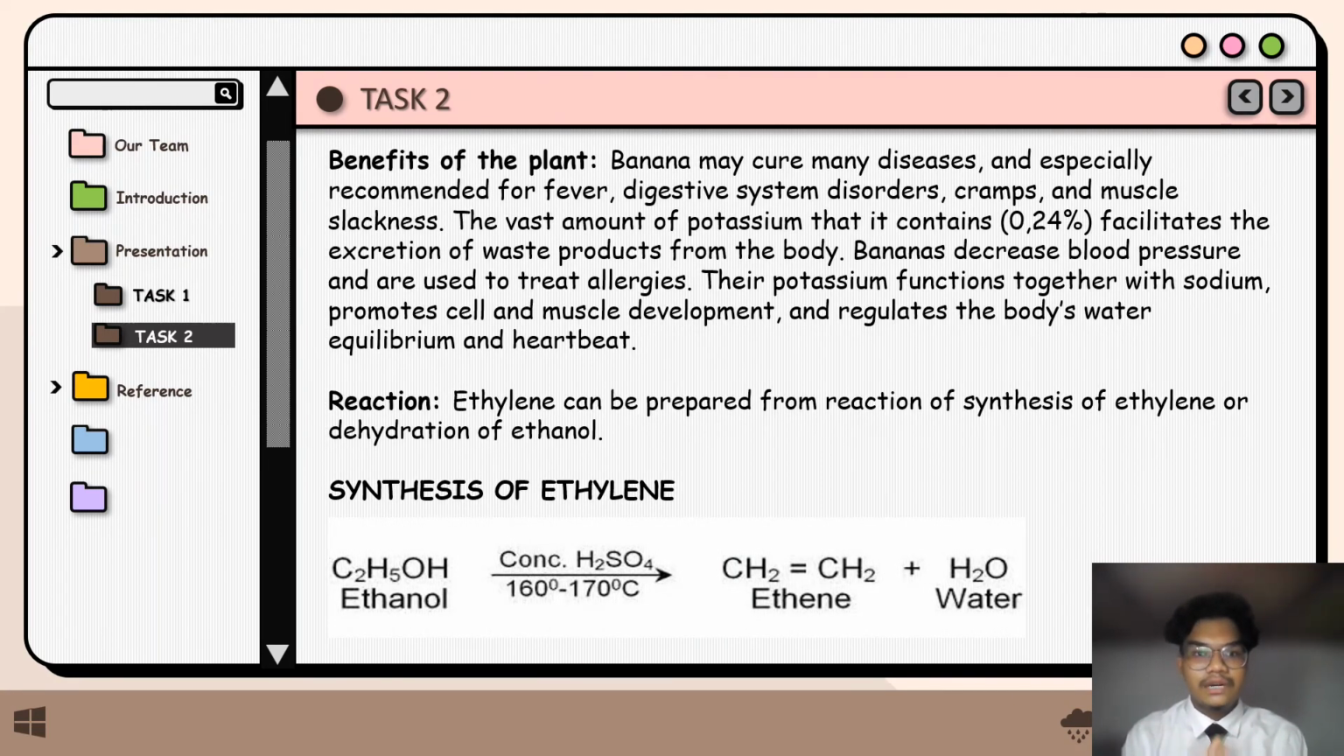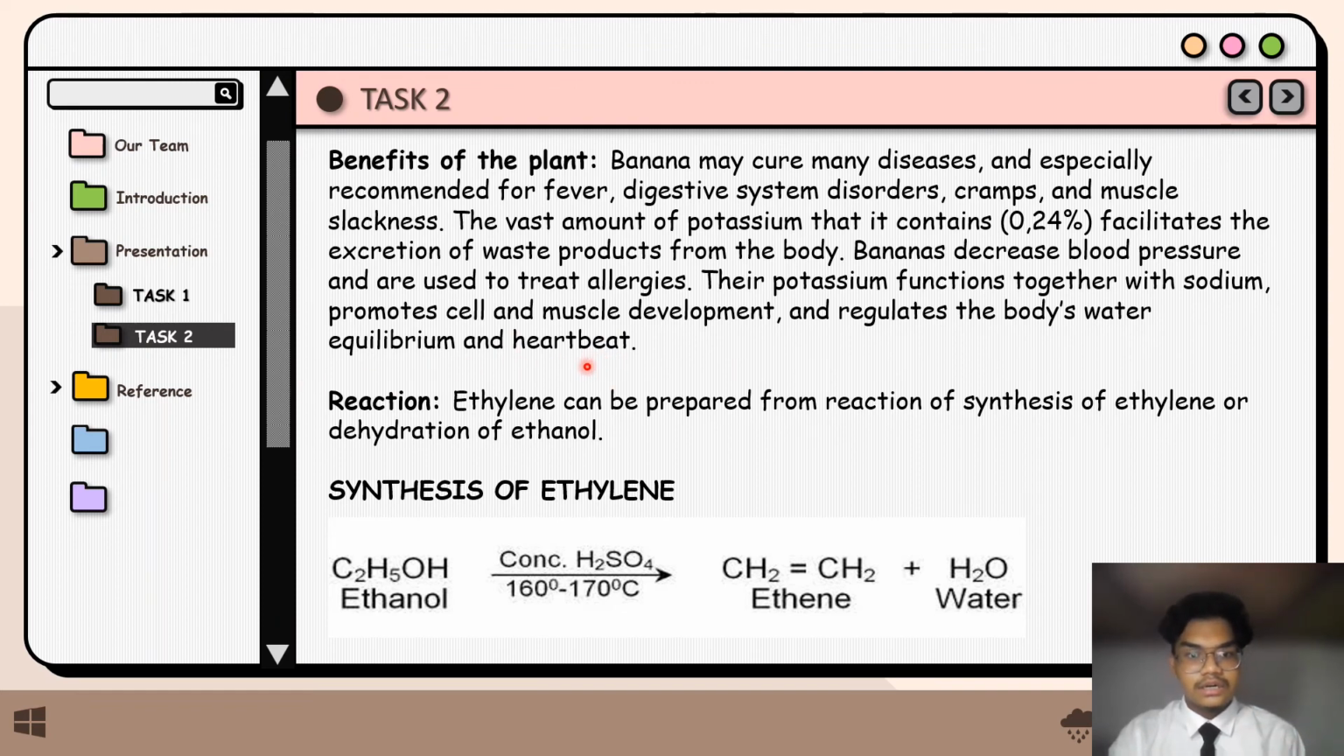Next, what is the benefit of bananas? Bananas may cure many diseases, and are especially recommended for fever, digestive system disorders, cramps, and muscle slackness. The vast amount of potassium that is contained, which is 0.24%, facilitates the excretion of waste products from the body. Bananas also decrease blood pressure and are also used to treat allergies. Their potassium functions together with sodium to promote cell and muscle development and regulate the body water equilibrium and heartbeats.